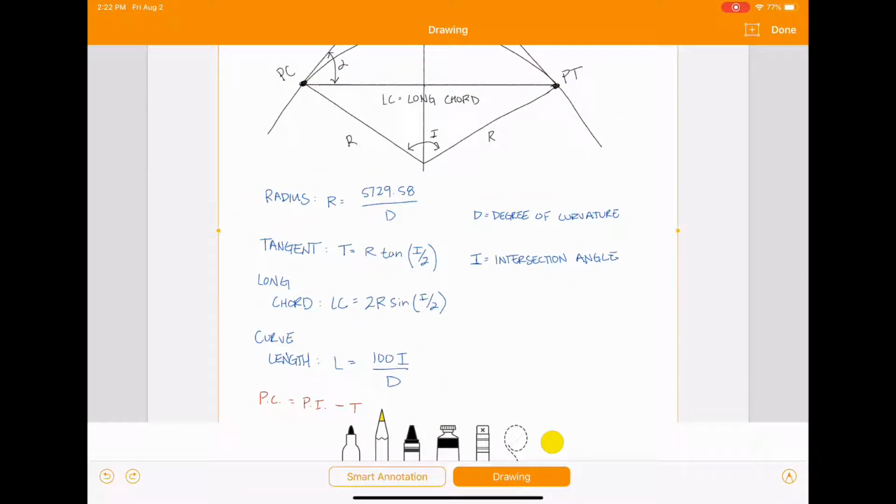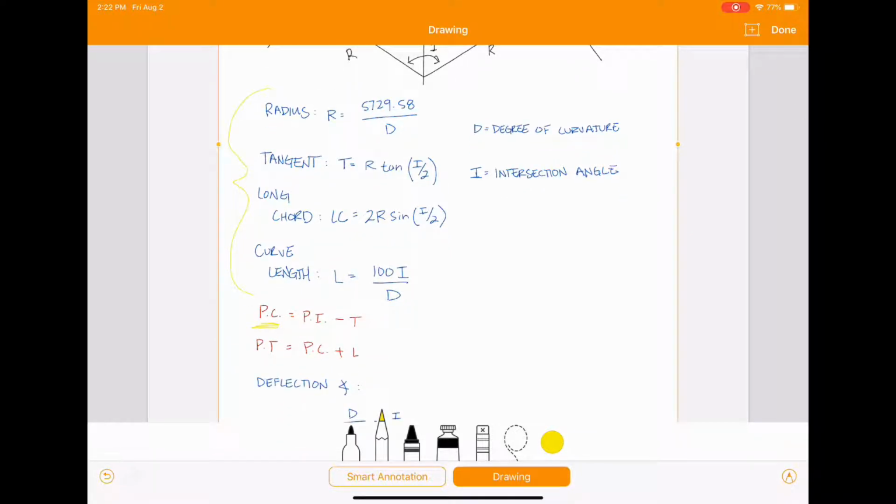So you're going to use these to help you find your beginning point and your ending point of your curve. So beginning point is going to be your point of intersection minus your tangent. Then you're going to use that value and add on your curve length to get your end of curve point.